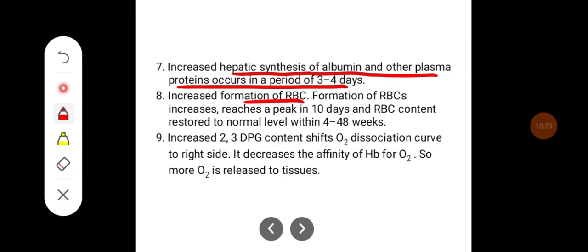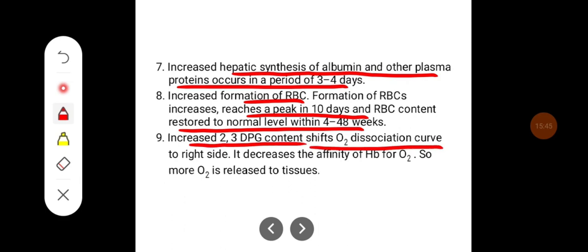Formation of RBCs increases, reaches its peak in 10 days, and RBC content is restored to normal level by 4 to 8 weeks. There is also an increase in 2,3-DPG content, which shifts the oxygen dissociation curve to the right side. It decreases the affinity of hemoglobin for oxygen, so more oxygen is released.